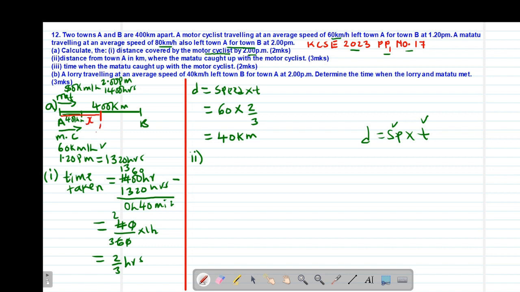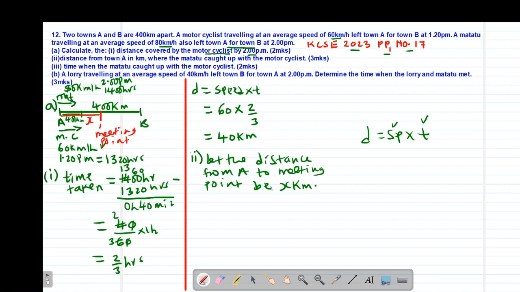So this is what we are calling the meeting point, or the overtaking point. So the distance from town A in kilometers where the Matatu caught up with the motorcyclist, I'll let that distance be x. So let the distance from A to the meeting point be x kilometers.